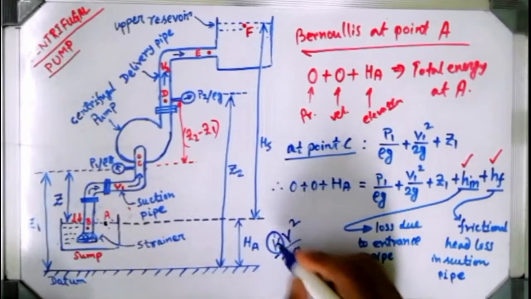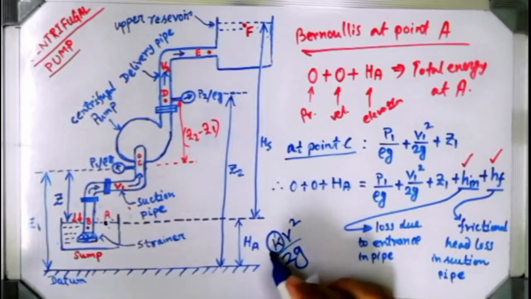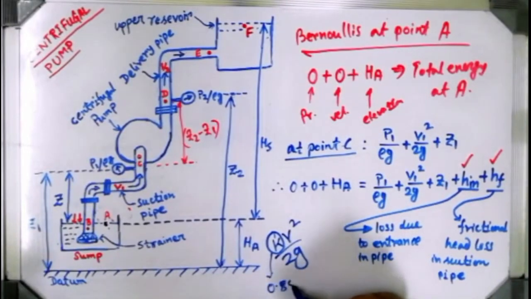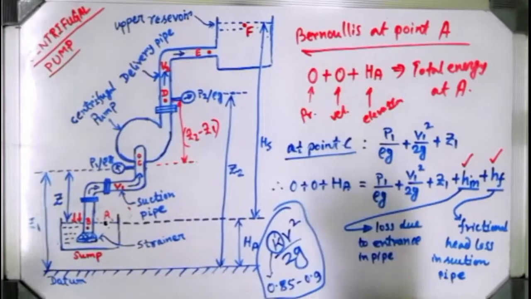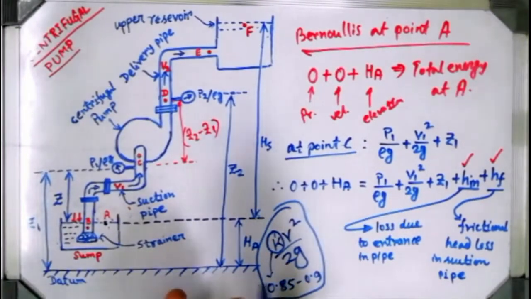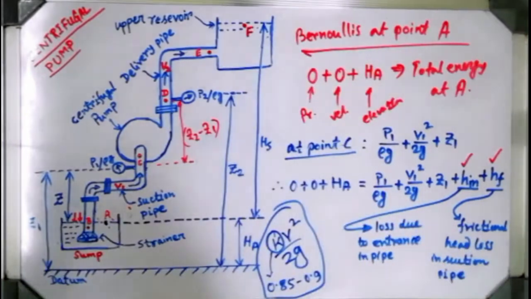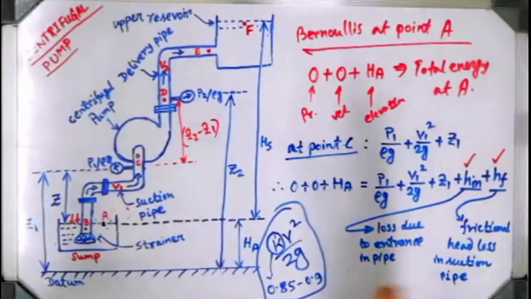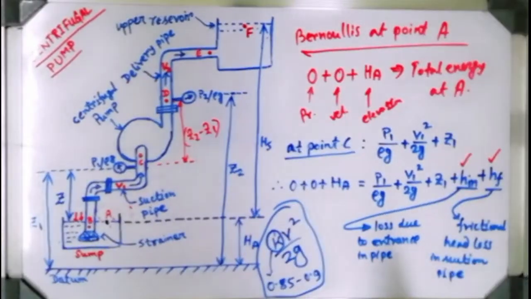This k is basically a constant. It is generally considered like 0.85 to 0.9. Okay, these expressions are basically minor losses. If you have forgotten those things, go through the Darcy-Weisbach equation chapter. From there you can get these minor losses.